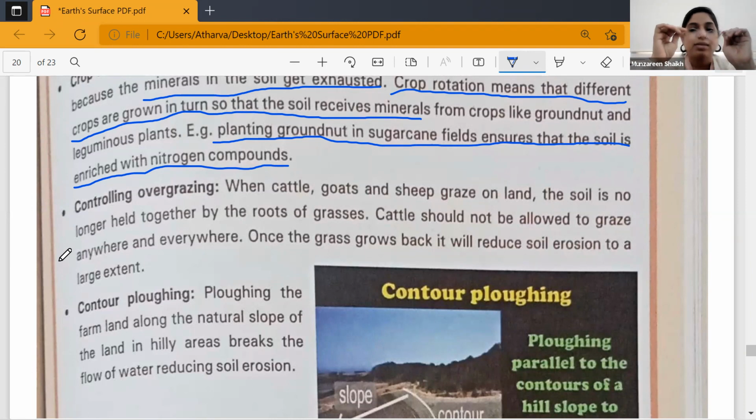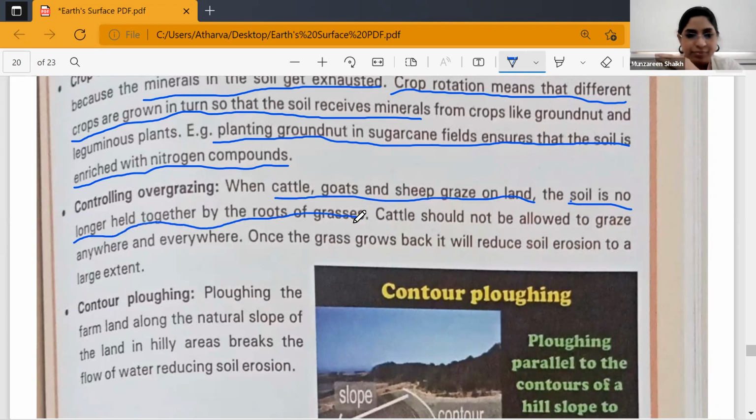Please underline this. Cattle, goats, sheep graze on the land, and because of that, what happens? The soil can no longer be held together. Why? Because whenever they are grazing, they pull out the grasses from the roots. Please underline this. So they should not be grazed anywhere and everywhere. Clear? Yes, ma'am.